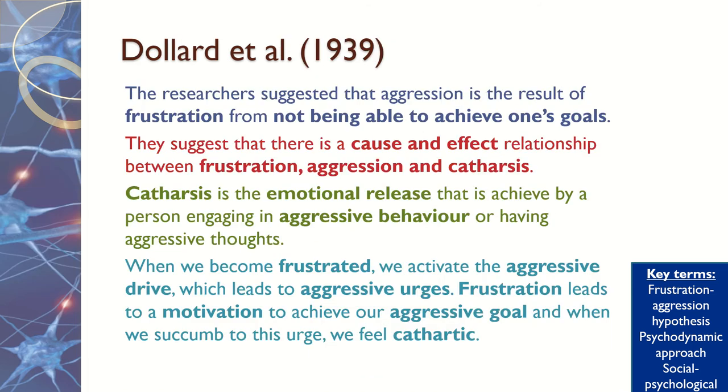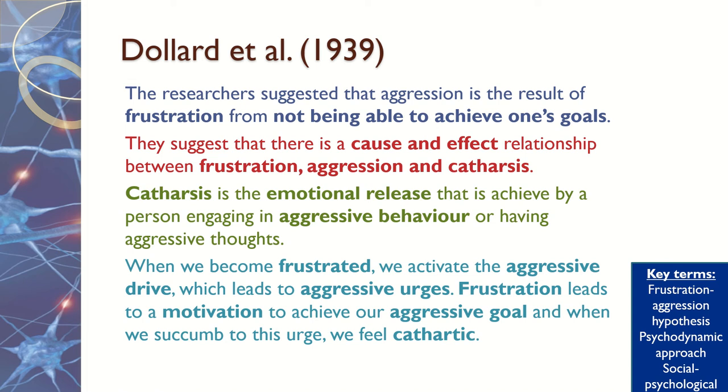So Dollard et al. created the frustration aggression hypothesis, which uses the basis of the psychodynamic approach to explain behaviour. What he said was that frustration is the cause of our aggression. We get aggressive because we're frustrated that we can't achieve our goals. This suggests that there's a relationship between frustration, aggression, and catharsis. Now, catharsis is that emotional release that you get from being aggressive.